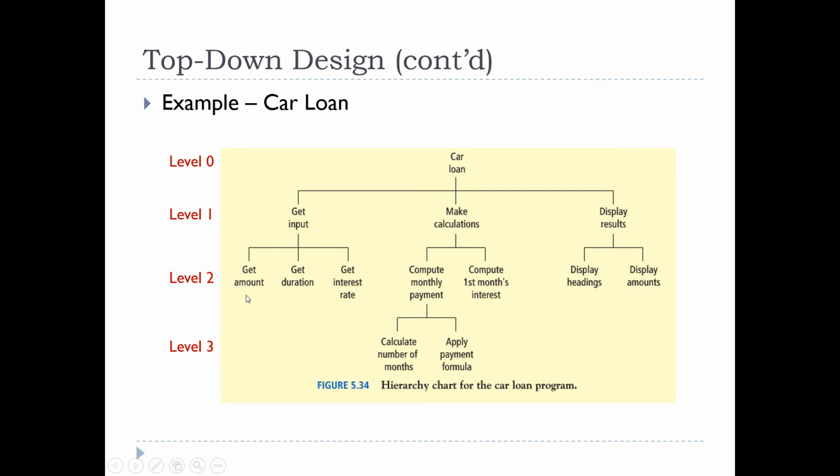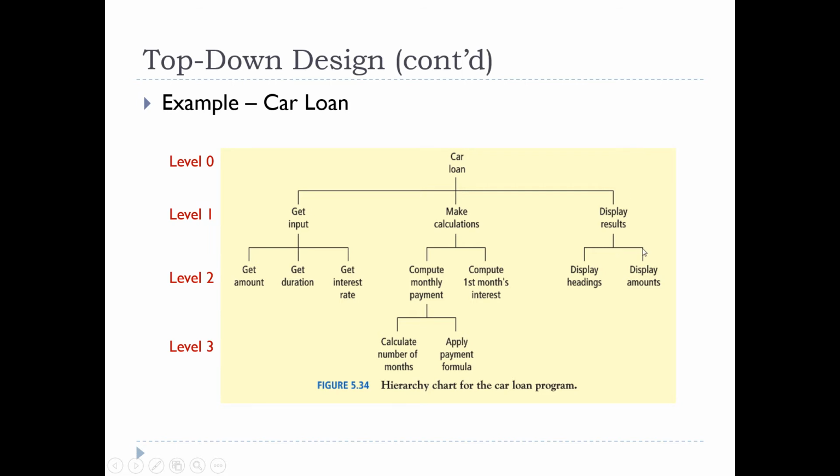So again, the process will be do this first, and then get the duration, and then get the interest rate, and then we're done. Come back up, you make calculations, you go down, you make that calculation into the monthly payment, and then you calculate the first month's interest. No, actually no, you need to go down further, right? You break this down further, you calculate the number of months, and then you apply the formula for the payment of each of those monthly payments. And then you come back out, you calculate the interest rate, and then finally you are done with this part, and then move to the display.